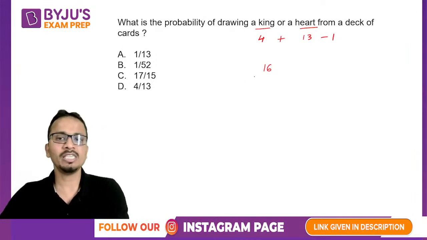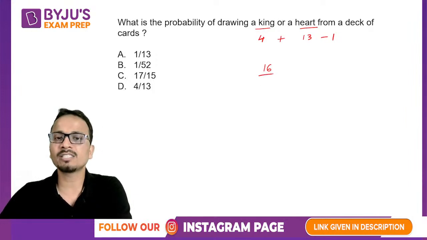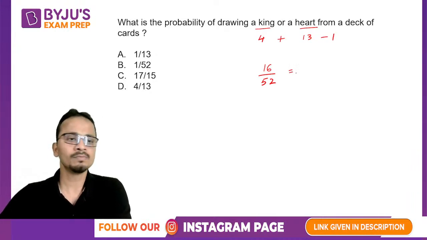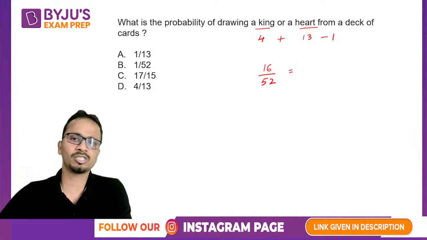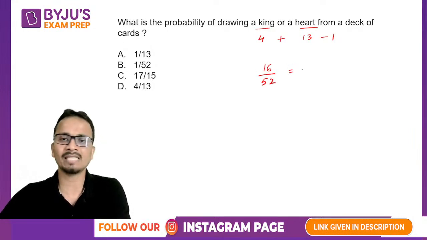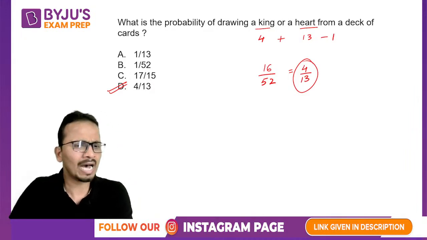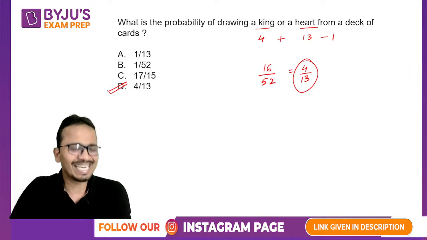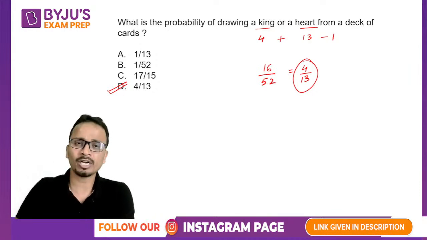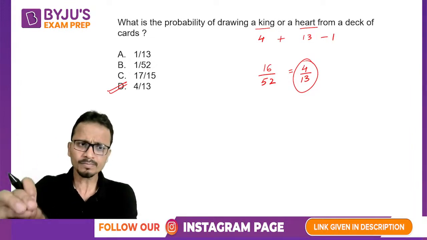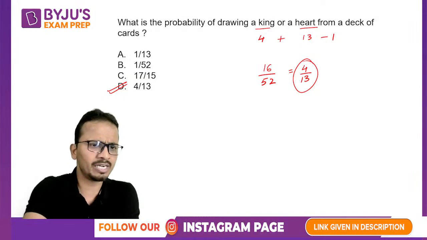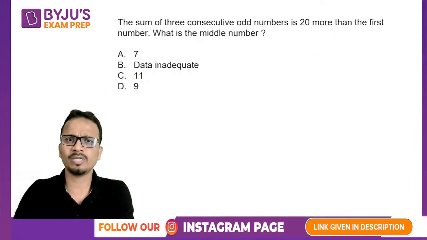So 16 will be the numerator. From a deck of how many cards? 52 cards. So the probability will be 16 upon 52. You may just cancel common factors. 4 will cancel, so the final answer will be 4 upon 13. So the answer is option D, that is 4 upon 13, and most of you are correct. Some of you have given a wrong answer, but that is absolutely fine. You would have committed a mistake, but the important thing is you are learning from your mistakes. I hope all of you are clear, especially those who have given a different answer. All right, let's move on to our next question.